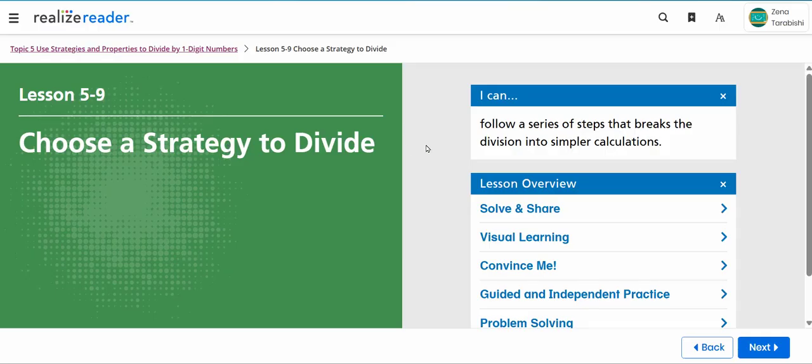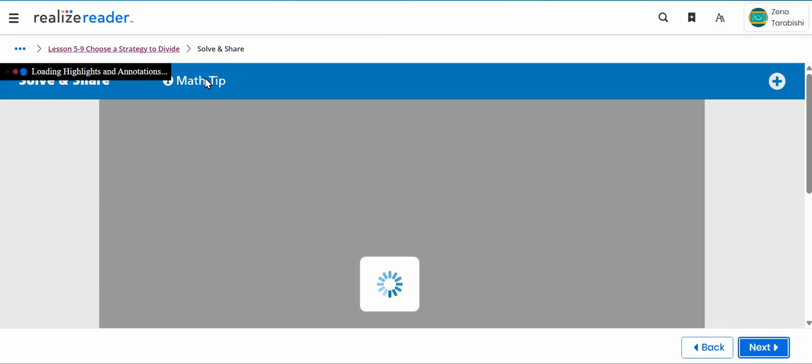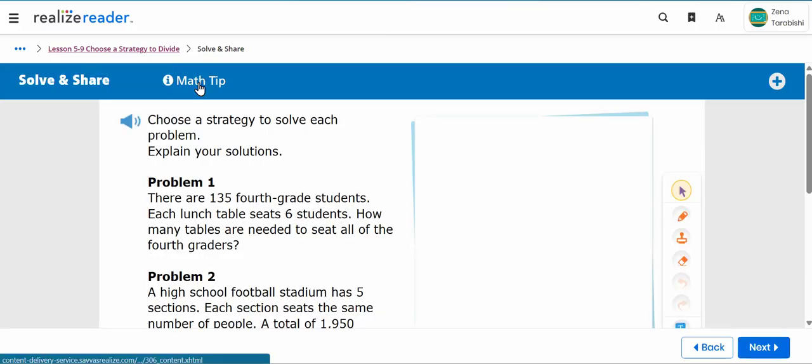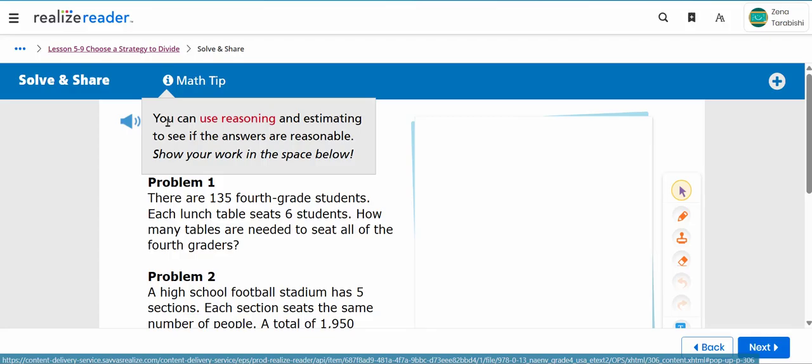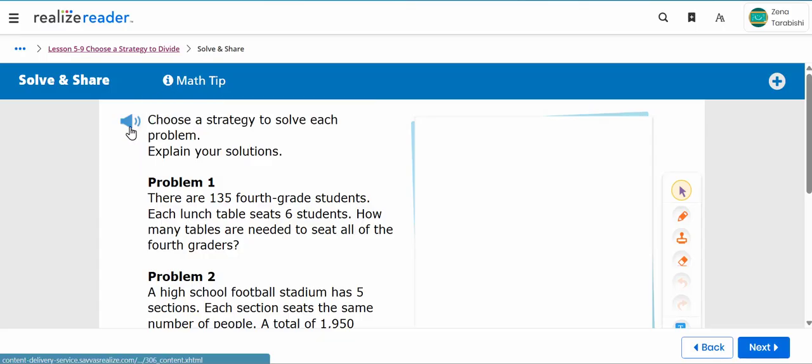But that only gets you to a number close to your actual quotient. But the question is, how do you choose which strategy you want to divide with? So in this lesson, we're going to follow a series of steps that breaks the division into simpler calculations. In our math tip for this lesson, you can use reasoning and estimating to see if the answers are reasonable. Show your work, of course.